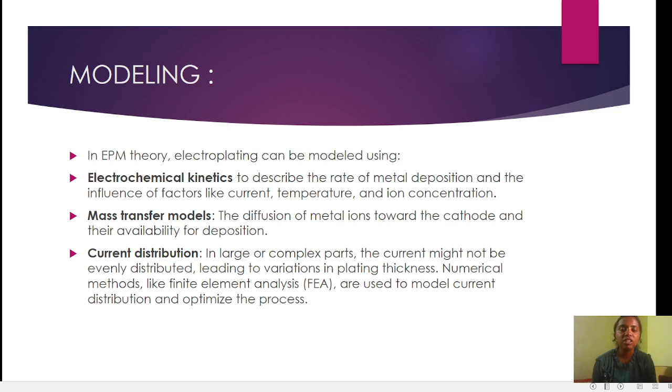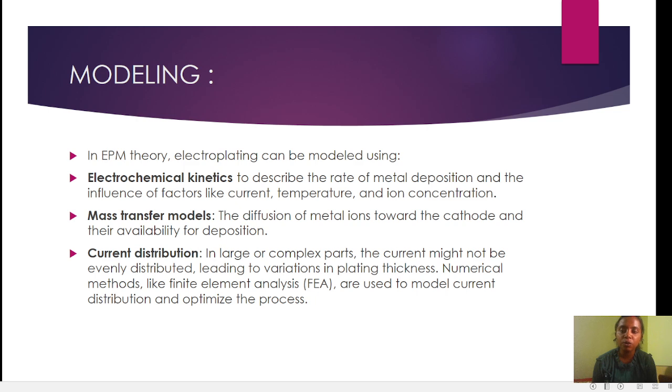Modeling. What is modeling? In EPM theory, electroplating can be modeled using electrochemical kinetics, mass transfer models, and current distribution. Electrochemical kinetics describes the rate of metal deposition and the influence of factors like current, temperature, and ion concentration. It mainly depends upon these three factors.